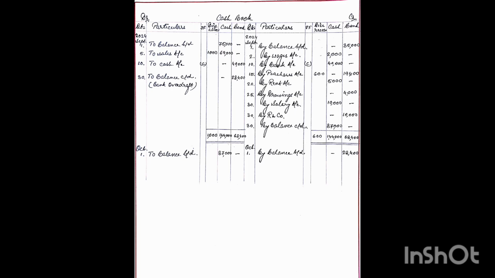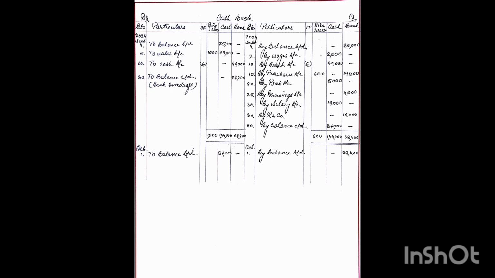Now, one last important thing for balancing the ledger, we need to always balance the ledger at the last. The date will be here the last day of the month, that is September 30. So we see for the cash column, it is a debit transaction. That means the debit side is more. Answer comes out on the credit side. We write there by balance c/d. Date will be September 30. By balance c/d, it is 87,000.